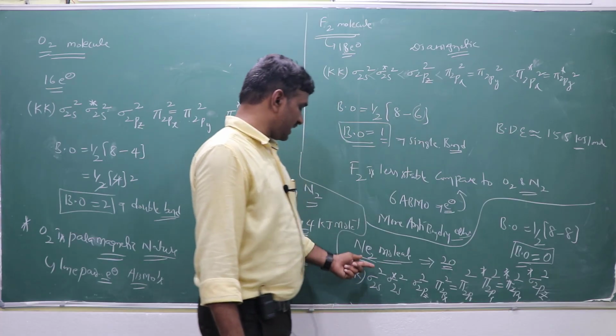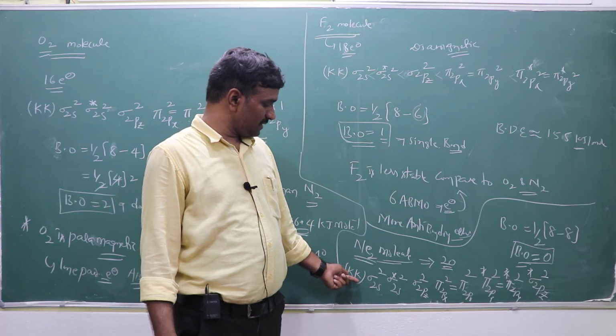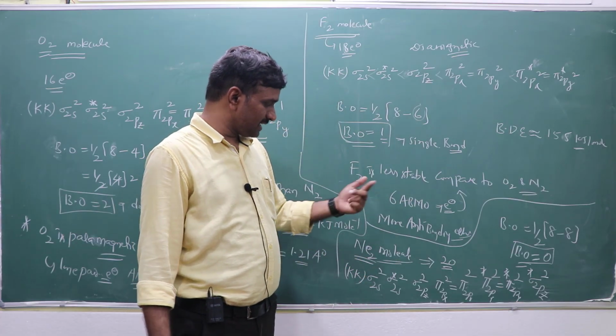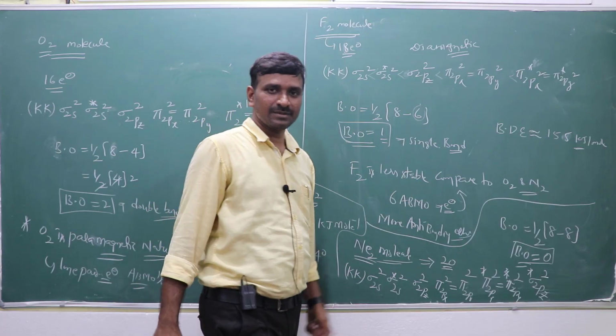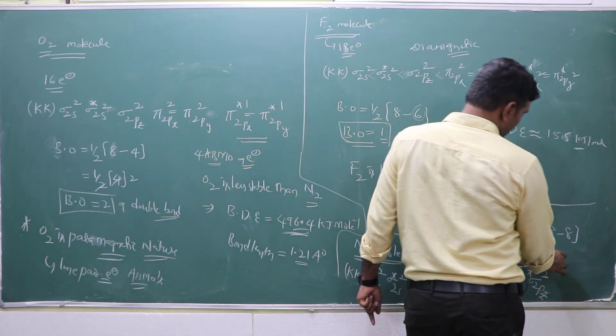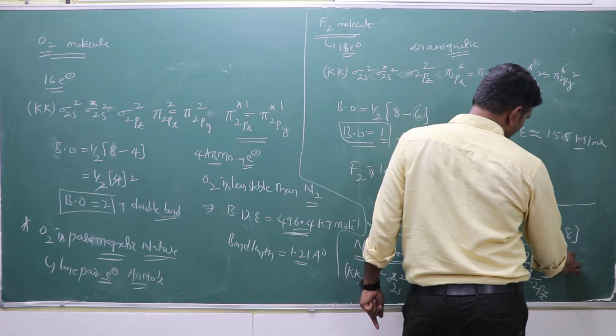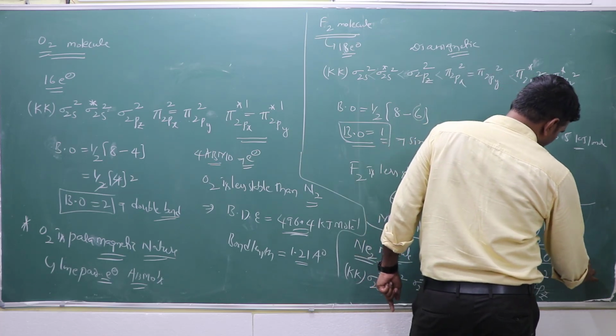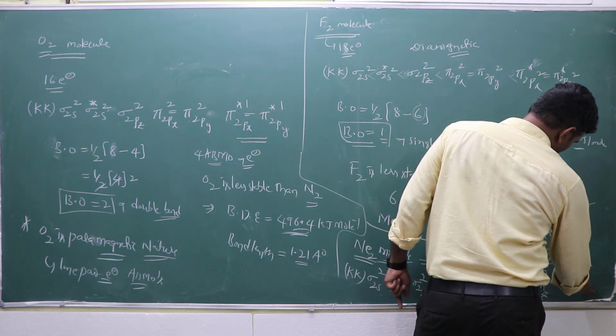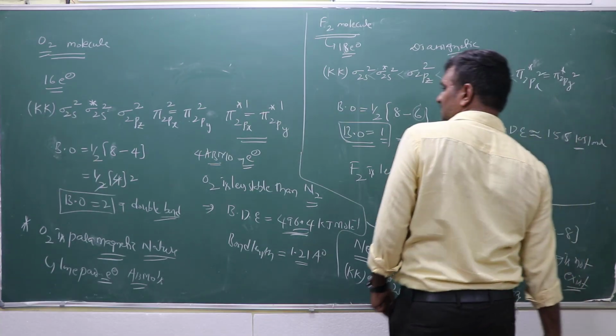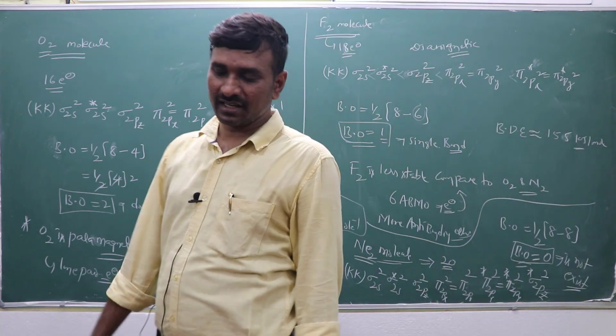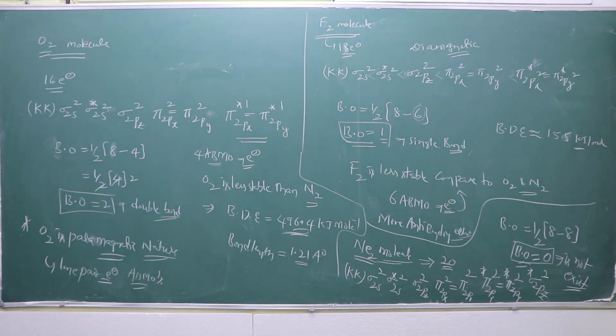You can ignore the KK levels. 10, 10, or if you consider 8, 8, bonding and antibonding, the bond order is 0. What will happen? The molecule does not exist. Right? So this is for the homonuclear diatomic molecules case.